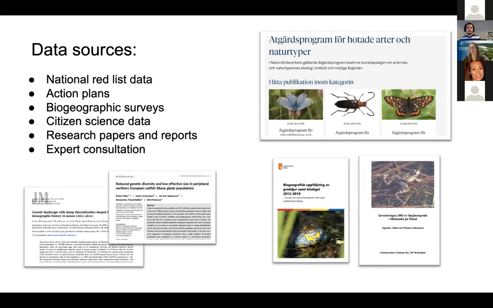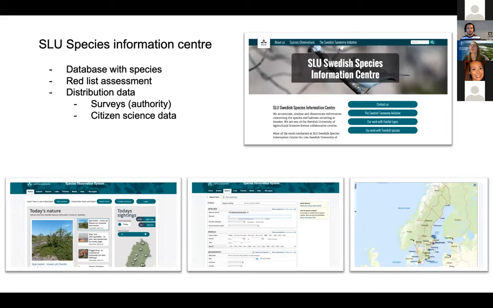We are using a number of already existing and readily available resources, such as red list data, national action plans, and biogeographic surveys, as well as citizen science data in combination with research papers and reports and consulting experts. For example, the SLU Species Information Center provides a searchable database with information on species and red list assessments and distribution data through the Species Observation System. The Species Observation System contains both data reported by authorities, such as county boards, and citizen science data. The system provides maps with observations that allow for estimating distribution and, in some cases, the number of populations. I will now go through two examples of species assessments performed using these sources.